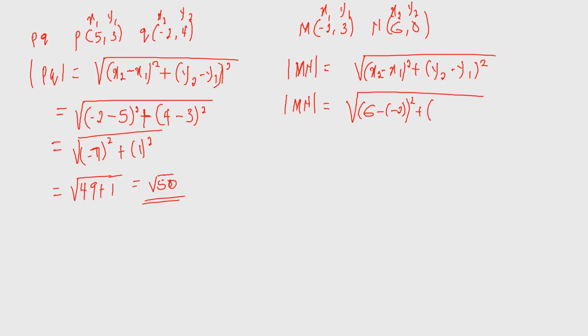What's my y? My y2, sorry, my y2 is 0. Y2 is 0, not 3. Then minus, what's my y1? My y1 is 3. Then square it. So the distance between M and N is equal to the square root of, this will give us: 6 minus times minus will give you plus 2, you square it, then plus, open another bracket, 0 minus 3 will give you minus 3 squared.